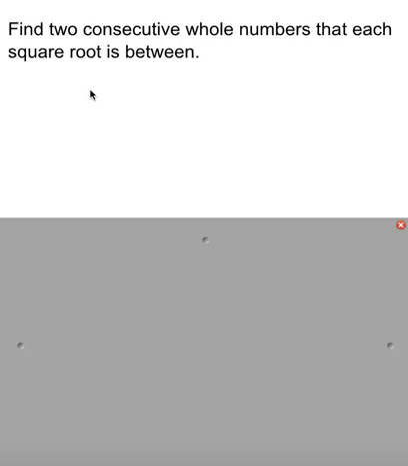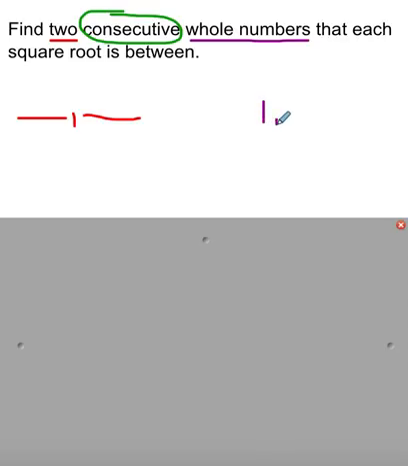In order to do this, we have to understand what the directions are asking. So we're going to start with 2. We have to find 2 answers, so all of my answers are going to have 2 numbers. The word consecutive means in a row. And whole numbers are numbers that are not fractions or decimals or negatives. So I could say 1 and 2 are whole numbers, but they're also consecutive. They're in a row. I could also say 10 and 11 would be 2 consecutive whole numbers. So are 33 and 34. Those are all examples of 2 consecutive whole numbers.